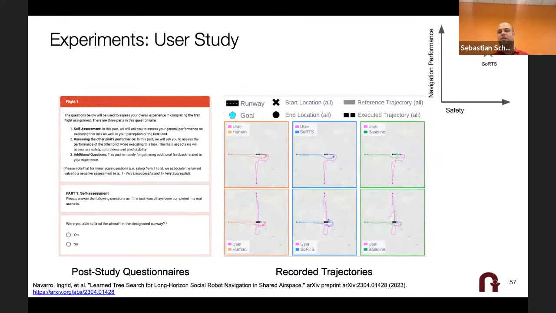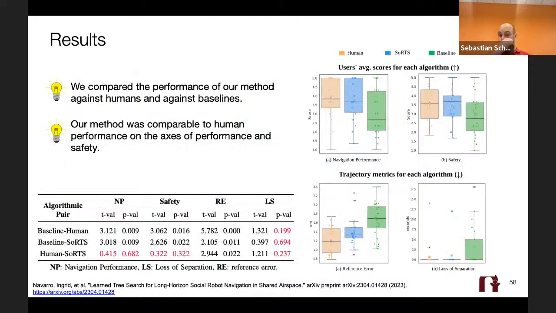And so we recorded a trajectory and asked them a question here after that. At a high level, our method was comparable to human performance and also was safe. We also had some other things in there, like whether they could distinguish the human from the other algorithms, but that was not a good question because people think that an algorithm that flies well is a human.